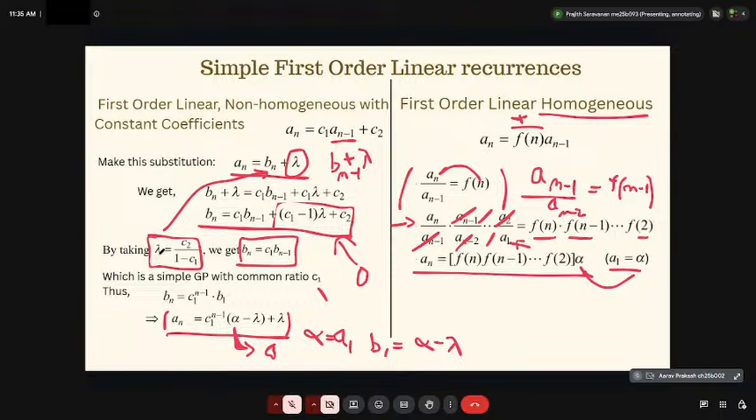C1 and C2 are things given in the problem. I mean, this is a unique strategy. This is what you are supposed to learn in the session, because it's not very easy to think of how to solve this. There's no direct way of solving it. That's why this unique substitution.